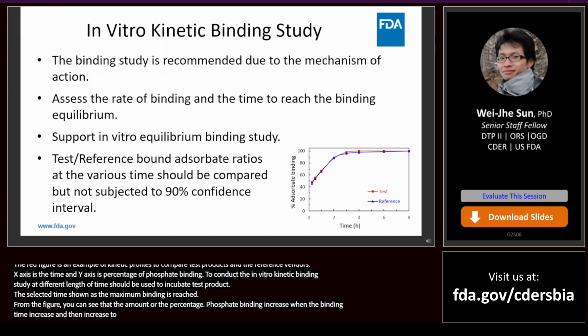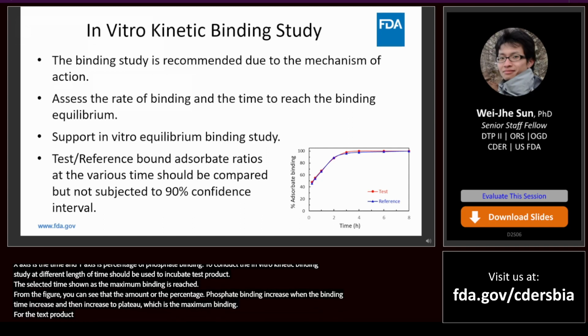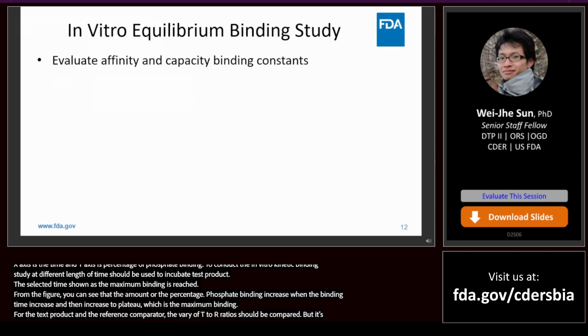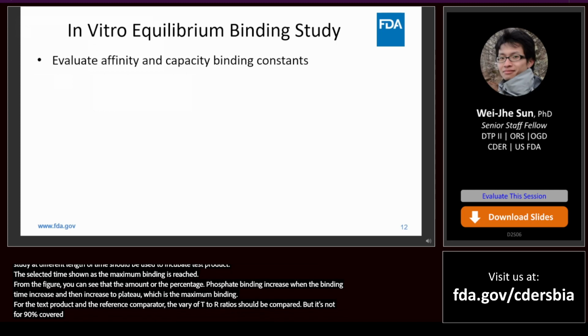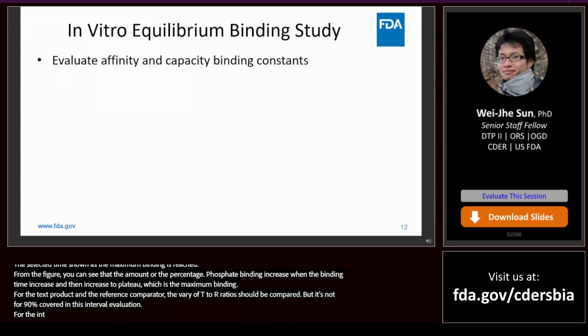For the test product and the reference standard comparison, the value of the T to R ratio should be compared, but it is not for the 90% confidence interval in the evaluation. The in vitro equilibrium binding study can be used to calculate the affinity and the capacity binding constants.